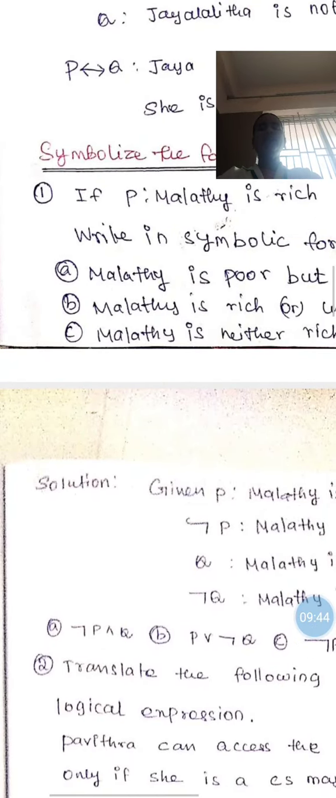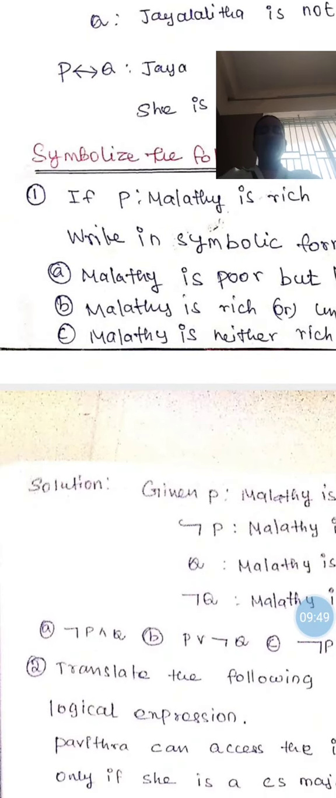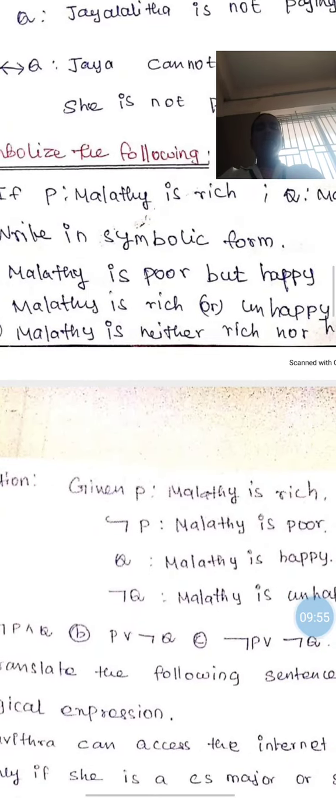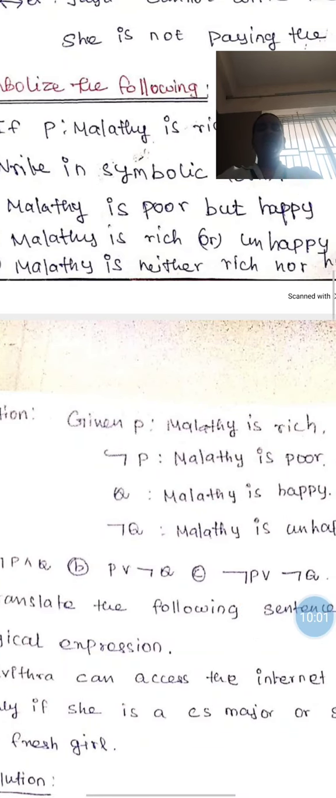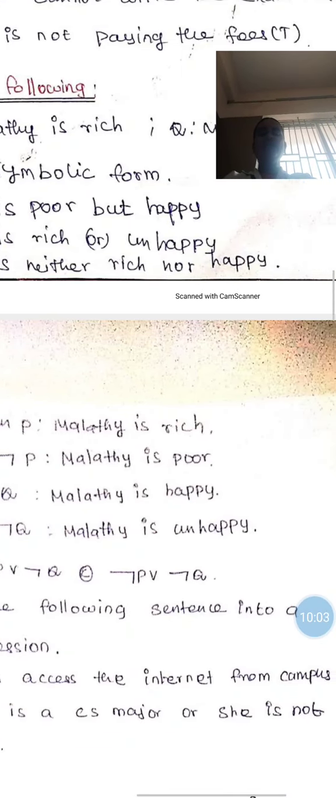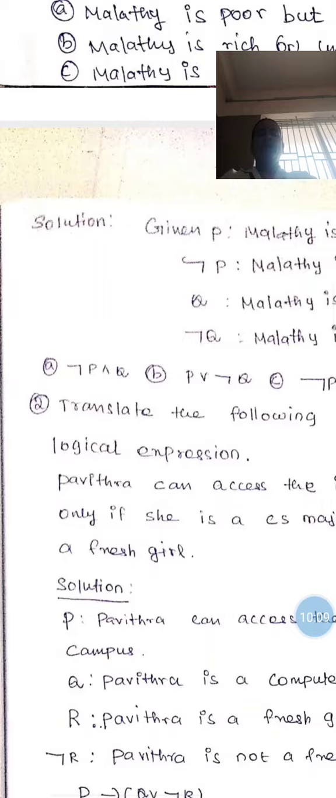The first statement is Malathi is poor but happy. We write the first statement as negation P conjunction Q. Then the second statement, Malathi is rich or unhappy, that is P disjunction negation Q. Then the third statement, Malathi is neither rich nor happy, so we write negation P conjunction negation Q.